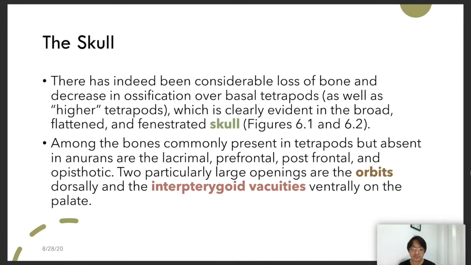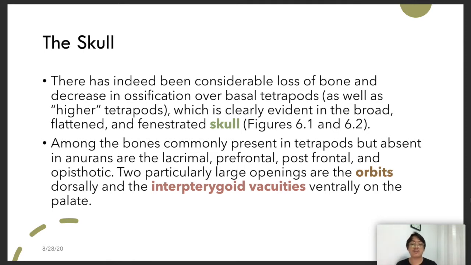So for the skull, okay, this type of bone is protecting the brain, and there has been a considerable loss of bone and decrease in ossification over the basal tetrapods. When I say decrease in ossification, it means reduced hardening of the skull. It is clearly evident that it is a broad, flattened, and fenestrated skull. So take a look at figure 6.1 and 6.2 to see more of it.